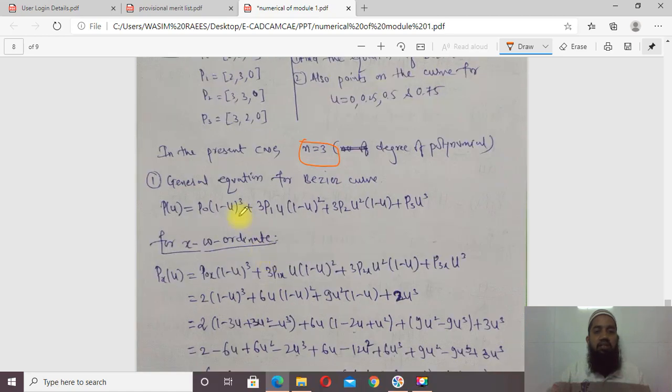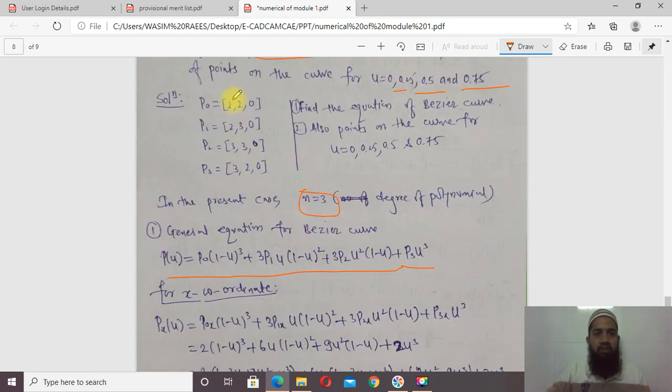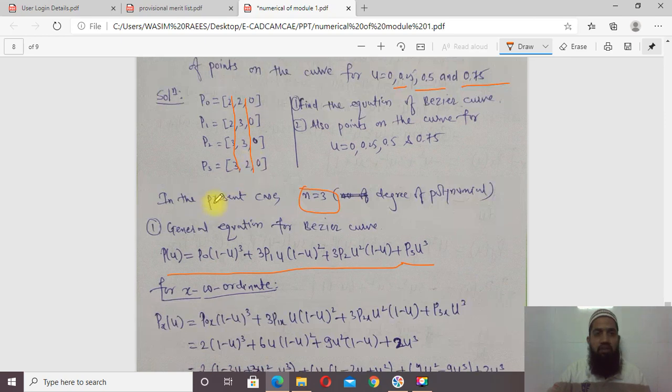Next, the general equation of the Bezier curve. We all know the general equation: P of u equals P0 times (1 minus u) whole cube plus 3 P1 u (1 minus u) whole square plus 3 P2 u square (1 minus u) plus P3 u cube. So this is the general equation of the Bezier curve. From the general equation we will find P of x of u; we can put in all the values of P of x of u, and these are all the values of P of y of u.